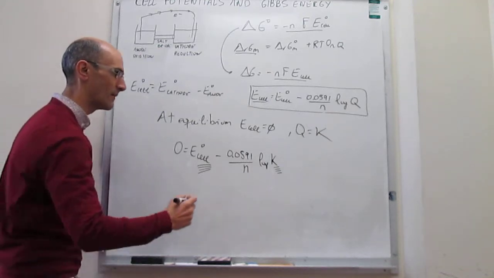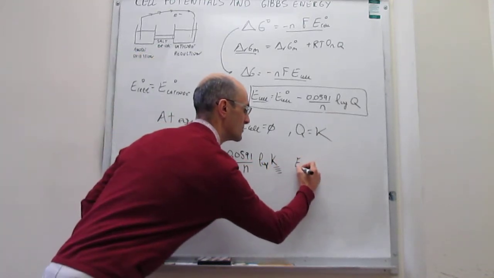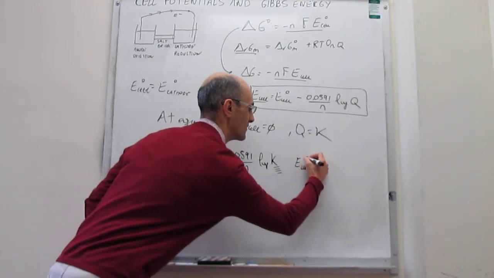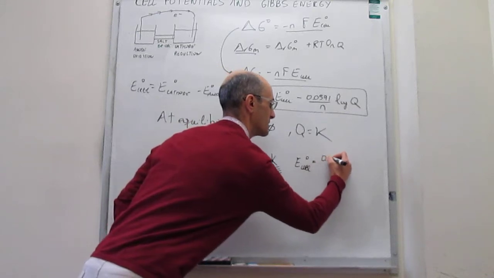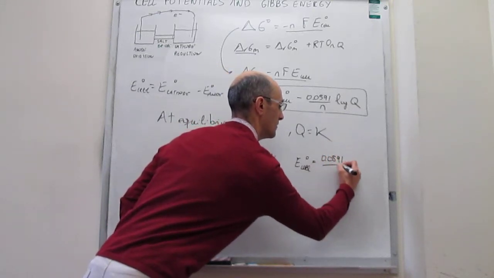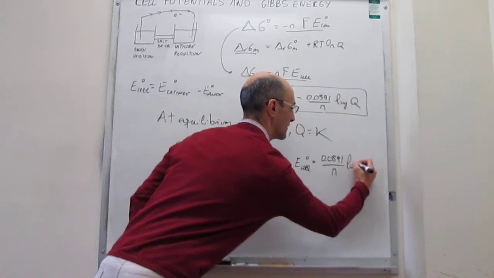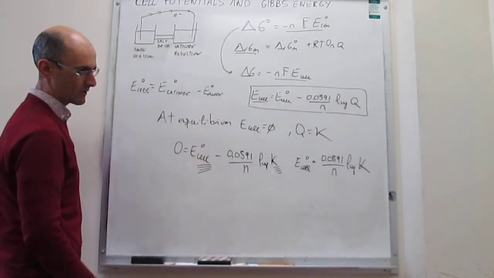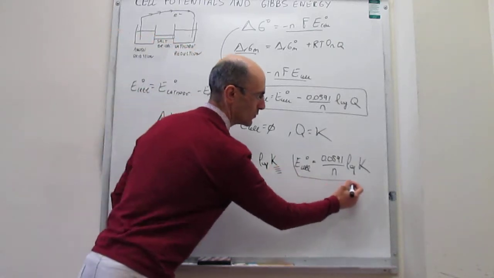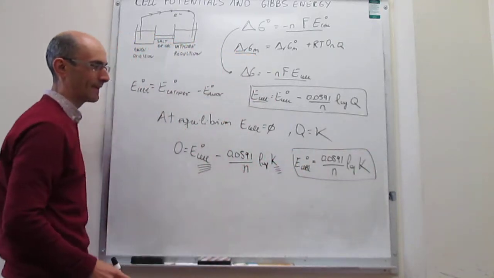Okay, just to wrap this up, we can say that the relationship between the cell potential under standard conditions and the equilibrium constant is equal to 0.0591 over n based on logarithm of the equilibrium constant. And again, that expression here is constrained to room temperature, 298 Kelvin.